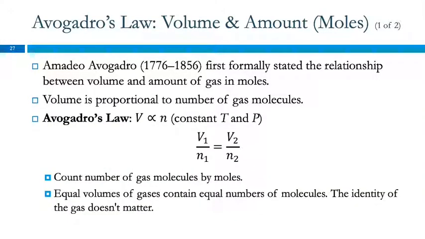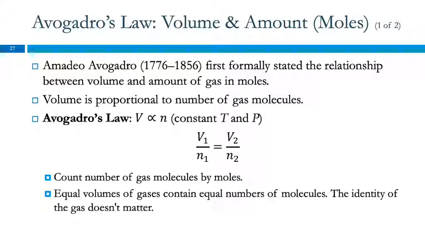So the last simple gas law we're going to talk about, Avogadro's Law. And this is the same guy of Avogadro's number. He lived in the 17 and 1800s. And he was the first one who stated the relationship between volume and amount of gas in moles. And Avogadro's number is named for Amadeo Avogadro, even though he did not actually determine what the number was. That came later. But his observation was that the volume of a gas is proportional to the number of gas molecules.